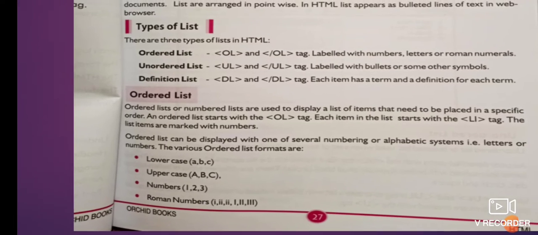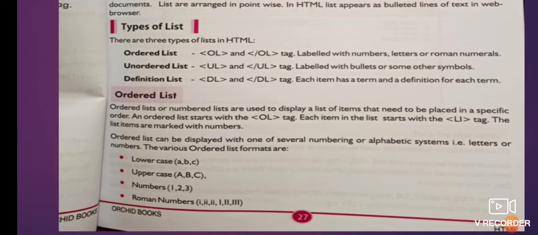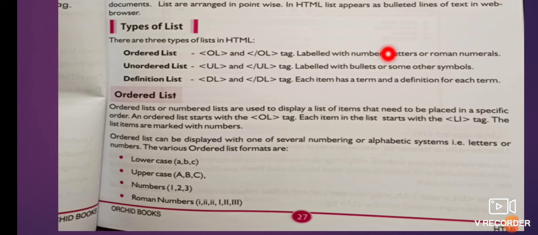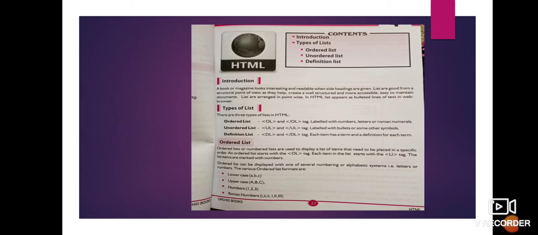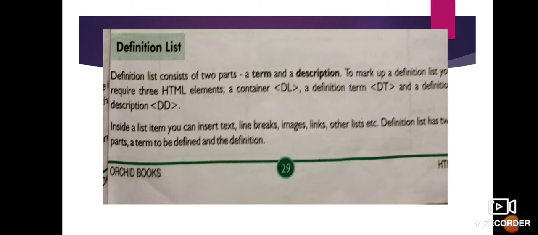First one is ordered list, where we can insert numbers, letters, or Roman numerals to our list of items. And if you are using an unordered list, you can use any bullet or other symbols. Okay, so these are the things we have discussed with an example in the previous class, and today we are going to learn what a definition list is.